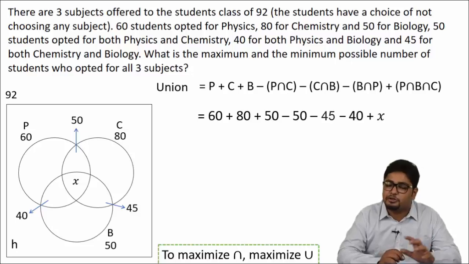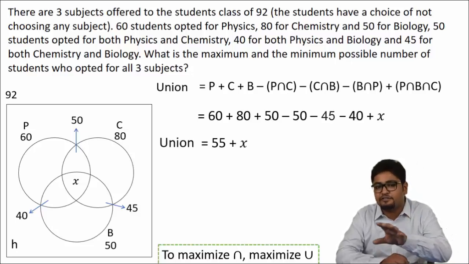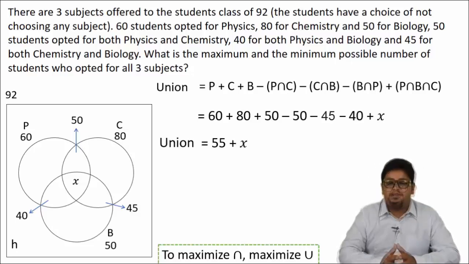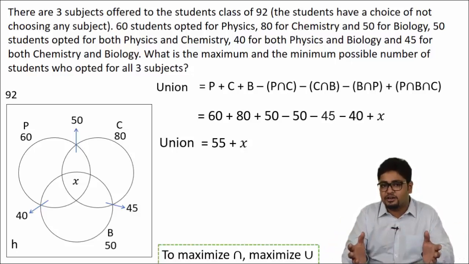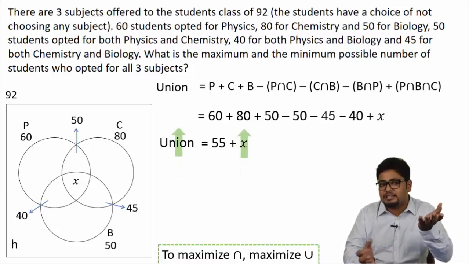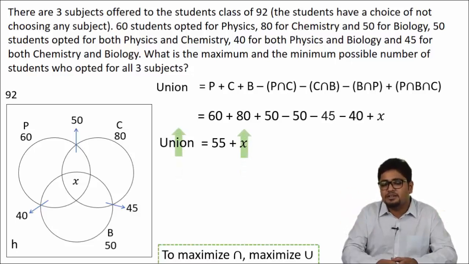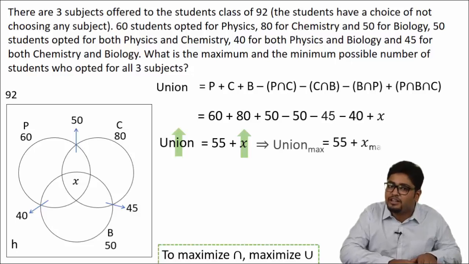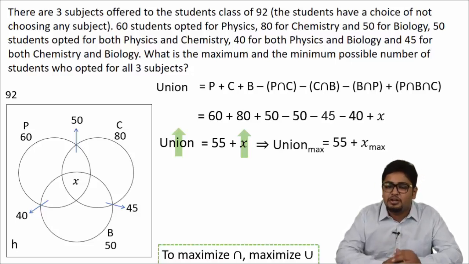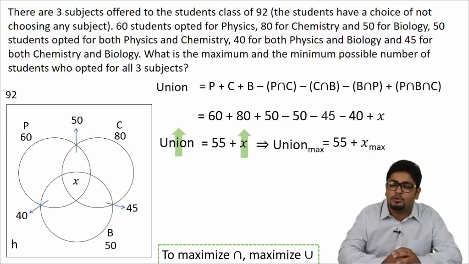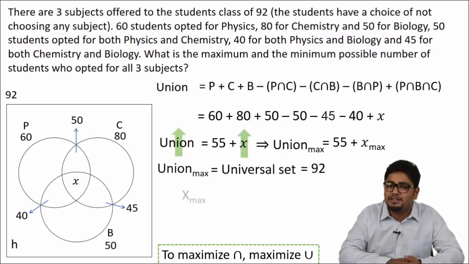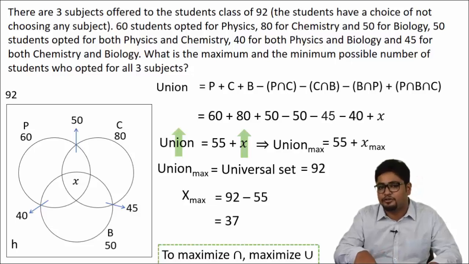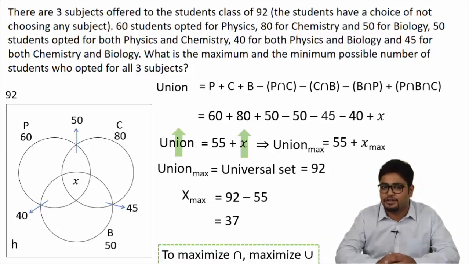Simplifying this, we get union is equal to 55 plus x. As union and x are directly proportional to each other, if we increase the LHS, the RHS will also increase. So union maximum will give us x maximum. Union maximum can be equal to the universal set, which is 92. So x maximum is 92 minus 55, that is 37.